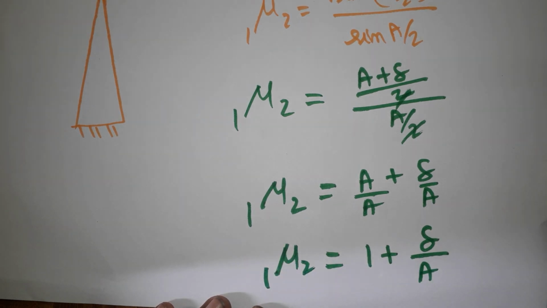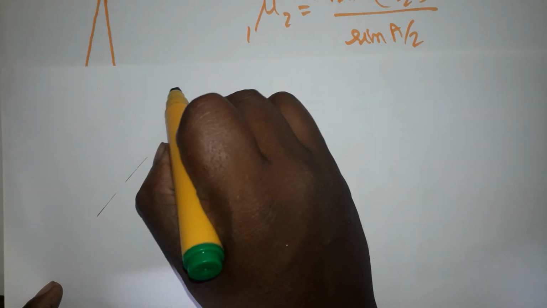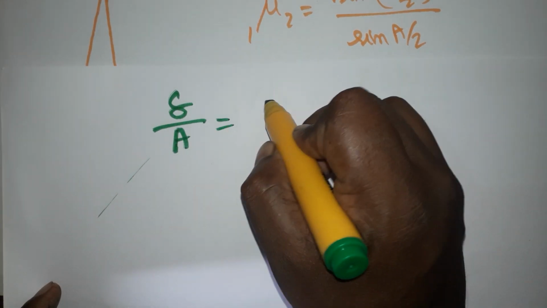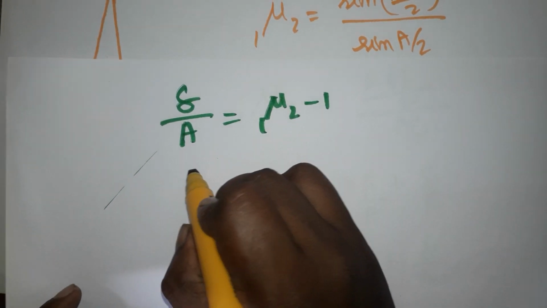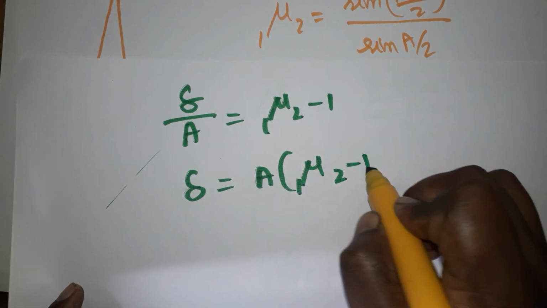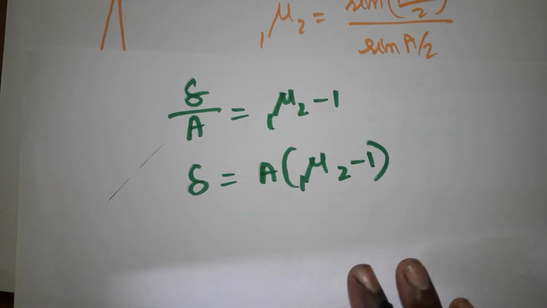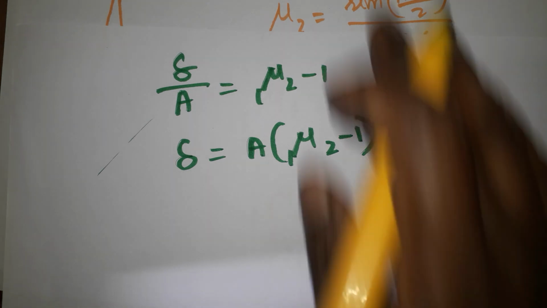So A plus deviation divided by A, this will be 1 plus deviation divided by A, which is equal to the refractive index of 1 to 2. Now, if you bring the 1 to this side, we get deviation divided by A equals refractive index of 1 to 2 minus 1. Bringing A here, the deviation is equal to A times (refractive index of 1 to 2 minus 1). We can use this only when the prism is a thin prism.